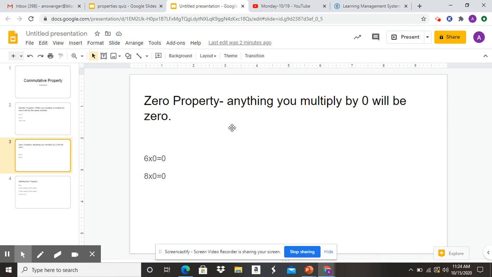The third property that we went over is the zero property. And that means anything you multiply by 0 will be 0. 6 times 0 is going to be 0. 8 times 0 is going to be 0. So that's the zero property.